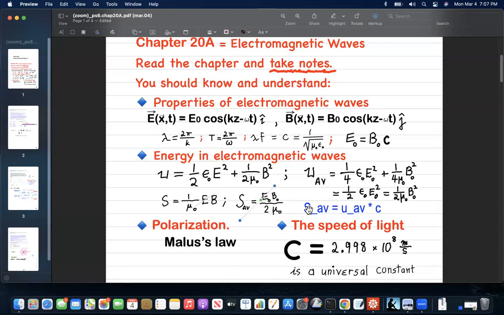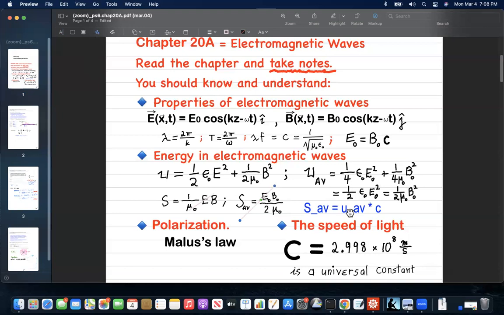The best way to remember this is that the average energy flux, that's called the intensity of the wave, or the brightness. Intensity is energy flux, averaged over time. It's the energy density, which we can write in various ways, times the speed of the wave.